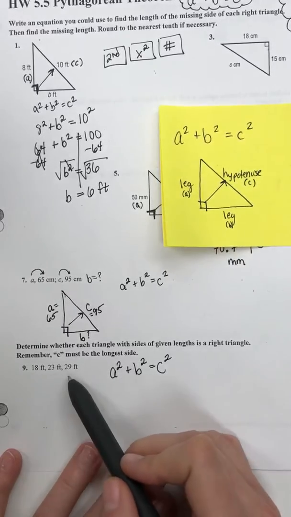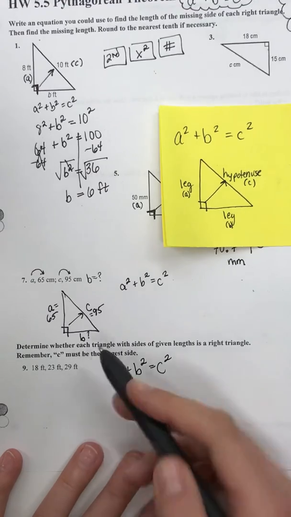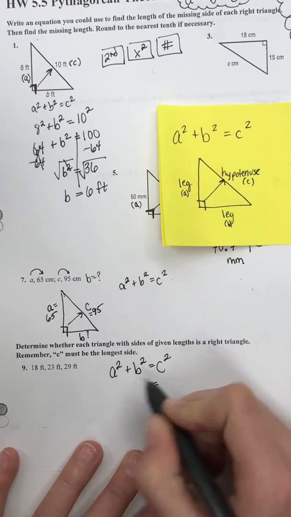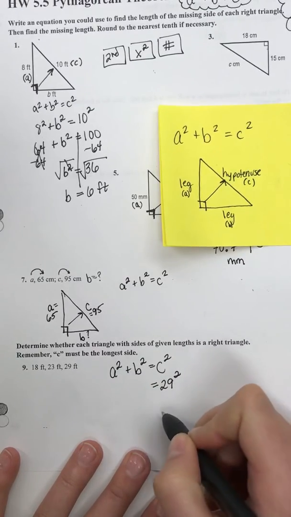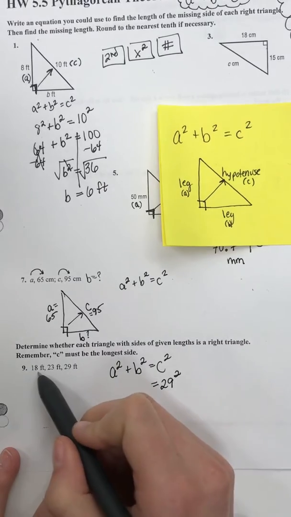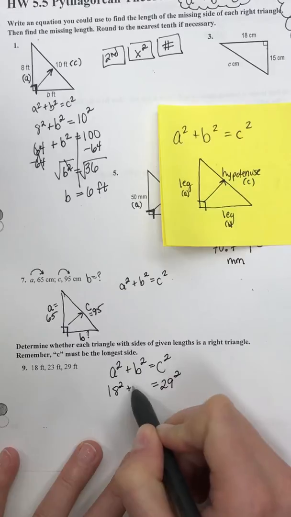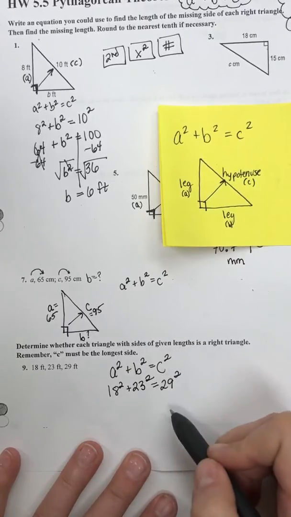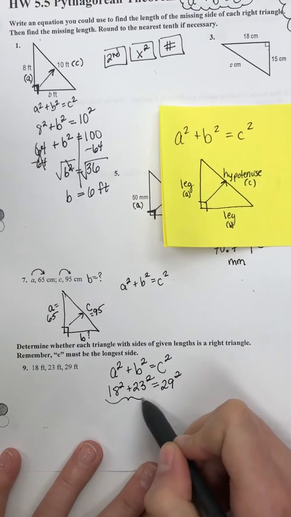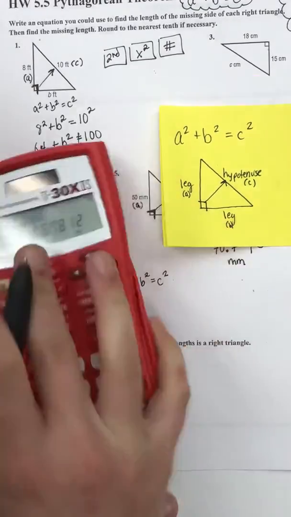Now, looking at those three numbers, your biggest number is going to be your c, or your hypotenuse, so that I know that 29 to the second power is my c. Whereas 18 and 23 are A and B, and it does not matter what order you put them in. Okay, now it just wants you to check to make sure that the left side is equal to the right side. So let's do some simplifying.